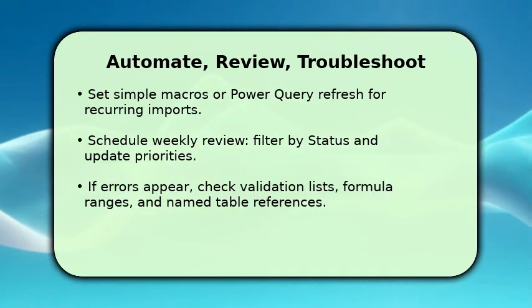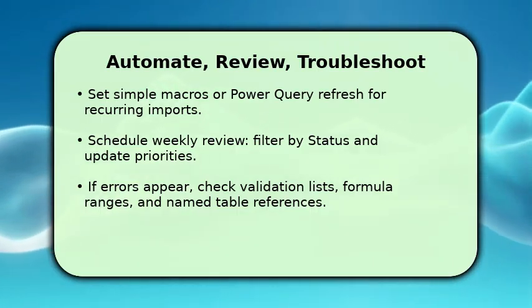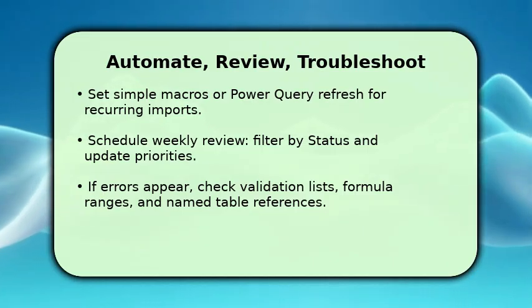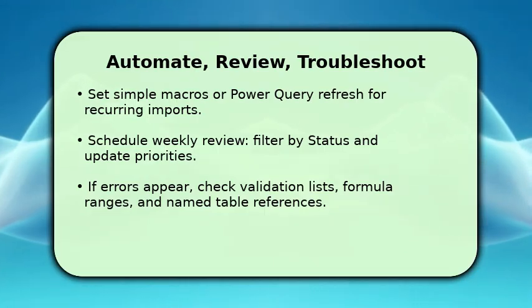If things go wrong, check your validation lists, formula ranges, and that table or named range references didn't shift. Those are the usual culprits. Fixing those restores your live, organized workflow quickly.